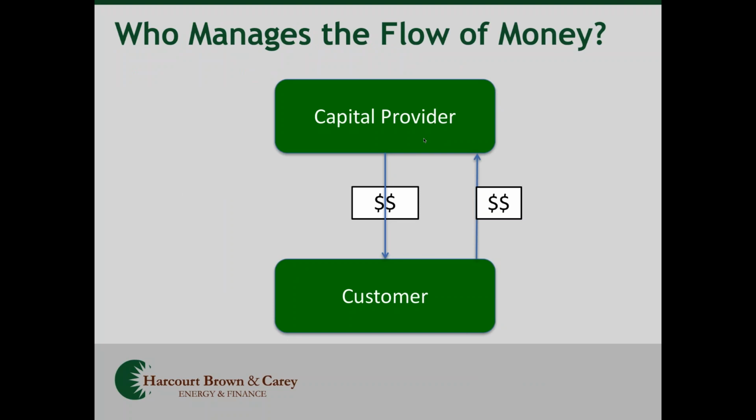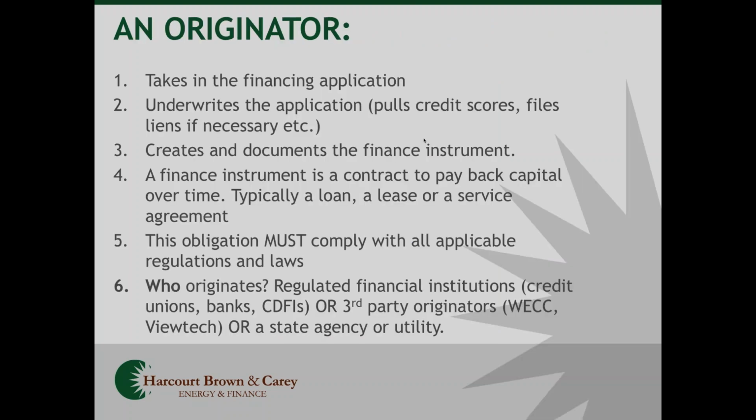Now, thinking briefly about what it means when you're running a revolving loan program, or when somebody else is running a program that you are credit enhancing. So we have capital providers, we have customers, we have money flowing. At some point in this phase, somebody has to create the legal contract that establishes the structure under which a borrower is going to repay funds. And that entity is called the originator. And the originator really takes on a variety of roles, right? That originator takes in the financing application, underwrites the application, might pull credit scores in the case of a residential loan program, might file liens, documents the finance instrument, and most importantly, that finance instrument is going to have to comply with any applicable laws and regulations.